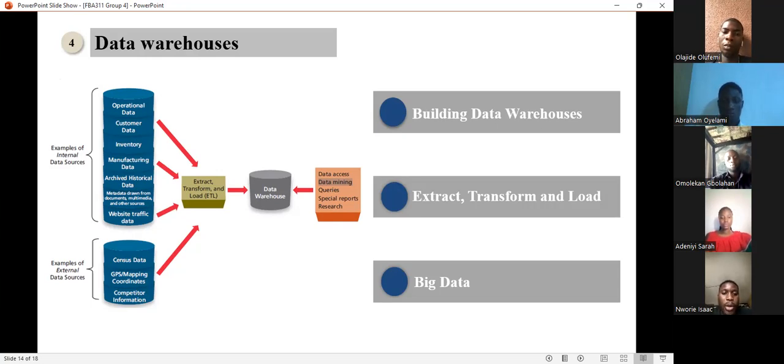So you have the inventory there, which is the third one. You have the manufacturing data. Manufacturing data is like the whole of the data of the day to day. That's if it's a manufacturing firm, say a mining firm or something. So basically, that's just what it is.